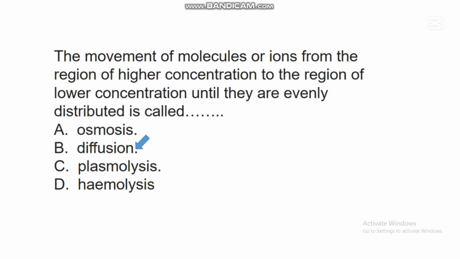Diffusion. Diffusion is the movement of molecules or ions from the region of higher concentration to the region of lower concentration until they are uniformly distributed. This diffusion is very important in living things because even a baby in the womb cannot survive without diffusion. This process even helps a baby in the womb to get oxygen and other nutrients through the placenta from the mother.